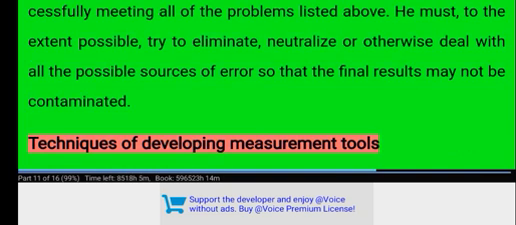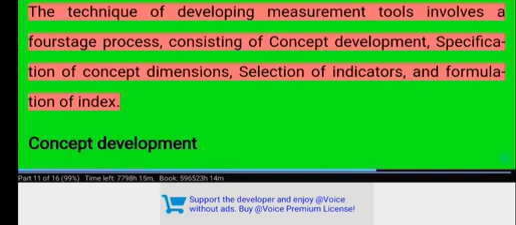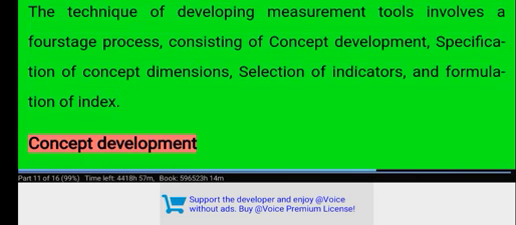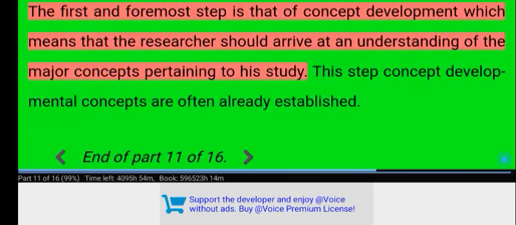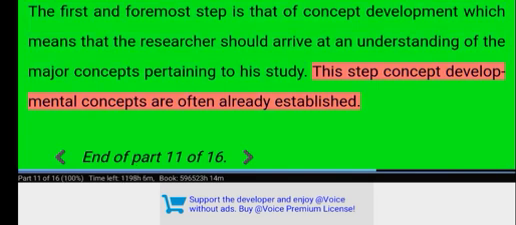Techniques of developing measurement tools. The technique of developing measurement tools involves a 4-stage process, consisting of concept development, specification of concept dimensions, selection of indicators, and formulation of index. Concept development. The first and foremost step is that of concept development, which means that the researcher should arrive at an understanding of the major concepts pertaining to his study. In this step, developmental concepts are often already established.